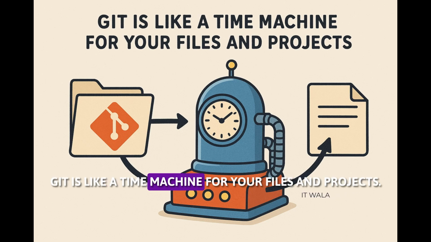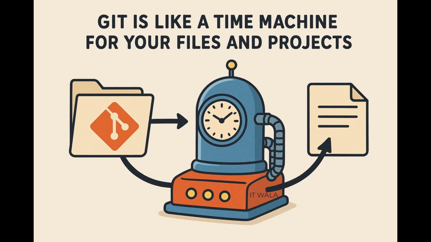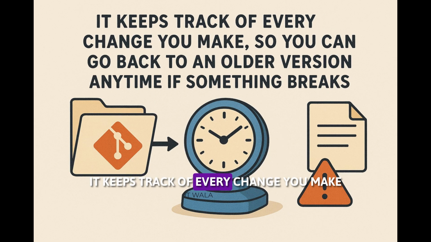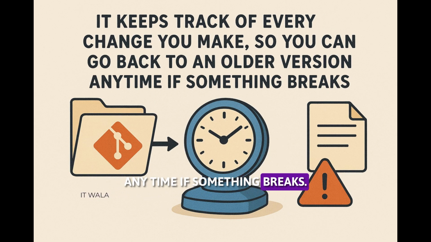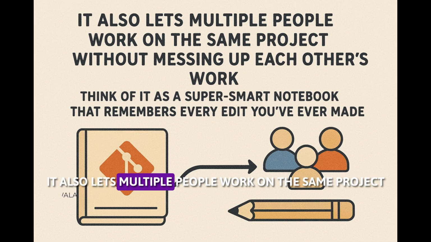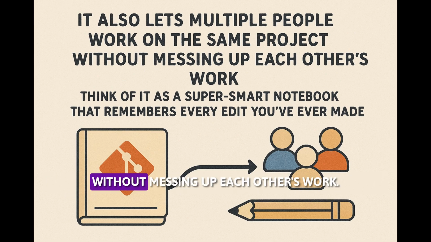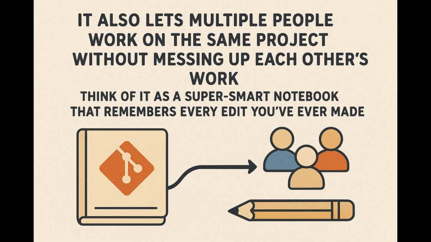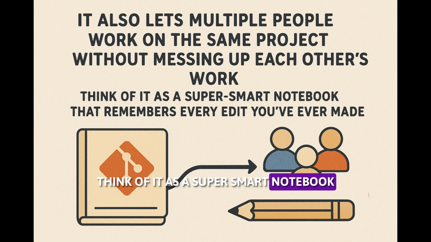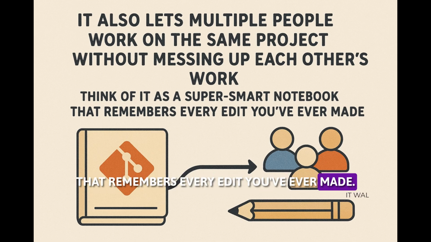Git is like a time machine for your files and projects. It keeps track of every change you make, so you can go back to an older version anytime if something breaks. It also lets multiple people work on the same project without messing up each other's work. Think of it as a super smart notebook that remembers every edit you've ever made.